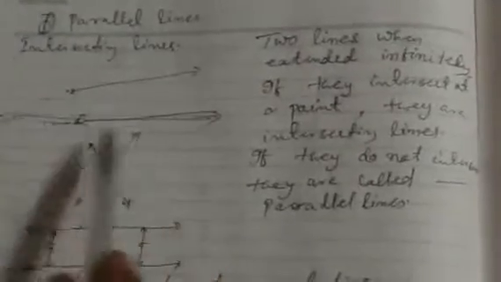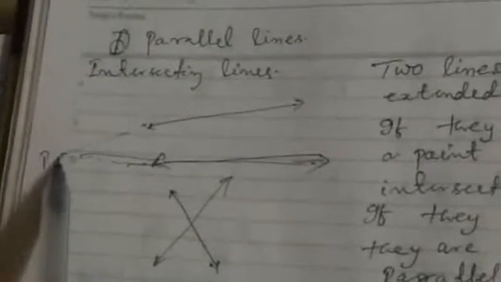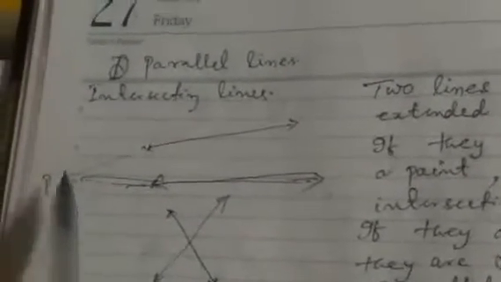Look at this figure. These two lines do not meet here, but when you extend them infinitely, they meet at a point as shown in the figure. P is the point where they meet each other. Here, however, they meet at a point.